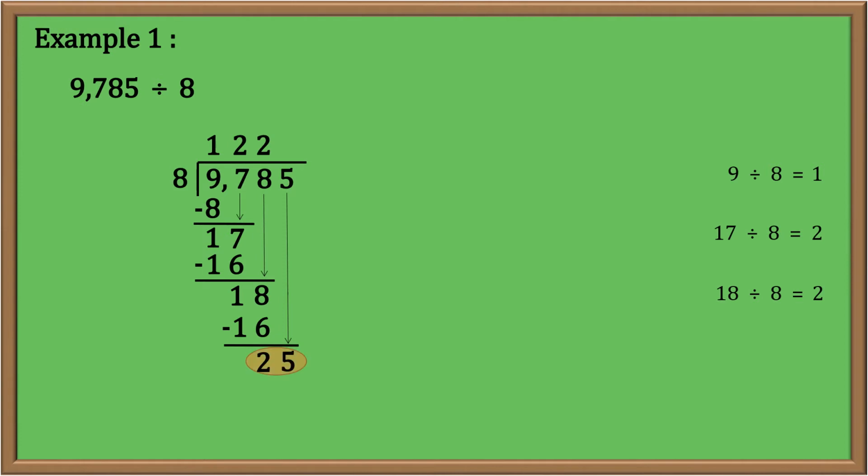Divide 25 by 8. When you divide 25 by 8, the quotient is 3, since 8 3s are 24, which is closer to 25. Write the quotient 3 above 5 and 8 3s are 24. Write it below 25 and subtract. The remainder is 1. There are no more digits left in the dividend.